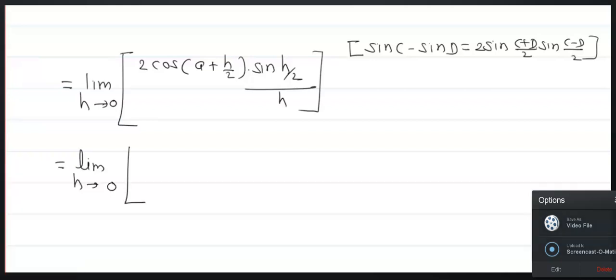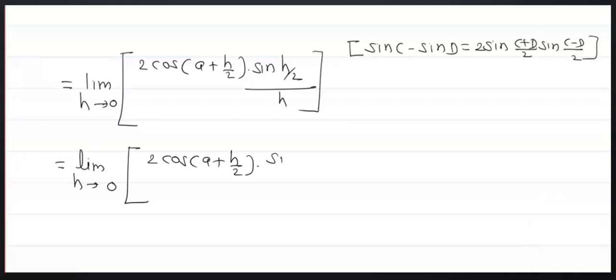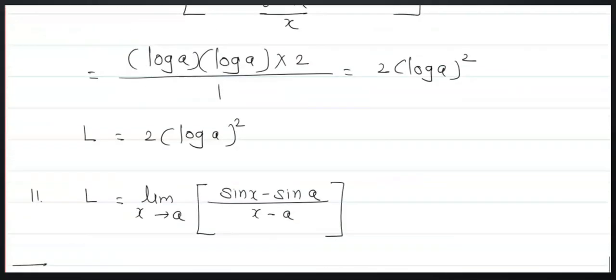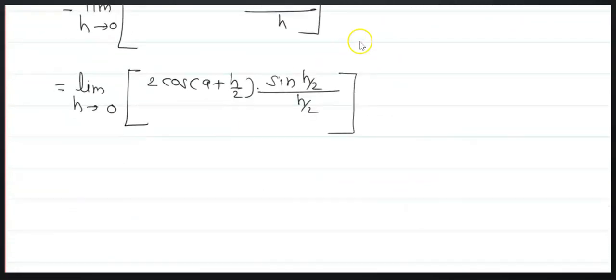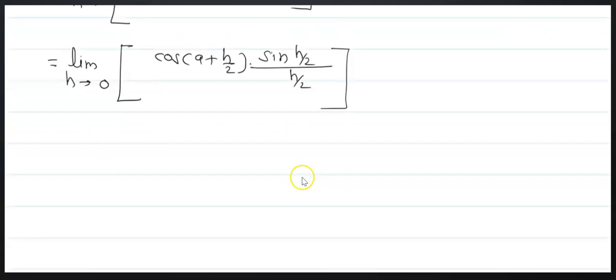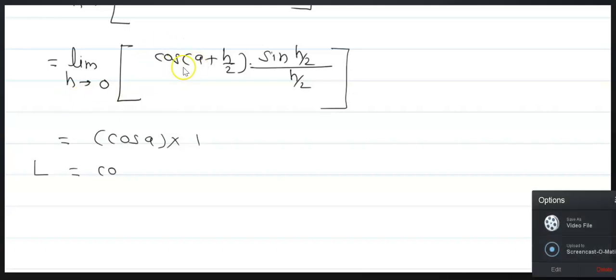Therefore, limit h tends to 0, cos of (a plus h upon 2) into sine of h upon 2 upon h upon 2. That 2 is adjusted here. And as h tends to 0, here h will become 0, then you will get cos of a. And the value of this limit, sine of h upon 2 upon h upon 2, is 1. Therefore, 1 into cos of a is equal to cos of a. Therefore, the limit of that function is cos of a.